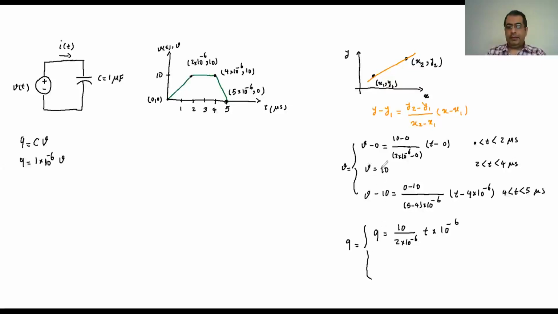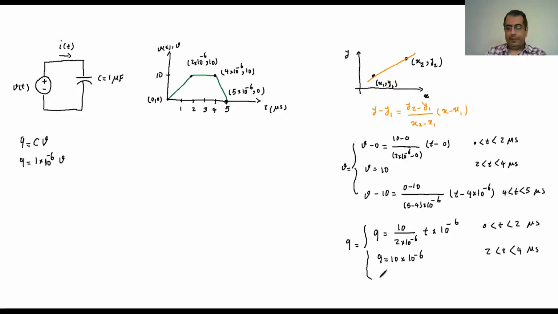So again here, T is between 0 and 2 microseconds. And then here again, I have Q is going to be 10 times 10 to the negative 6, again between 2 and 4.